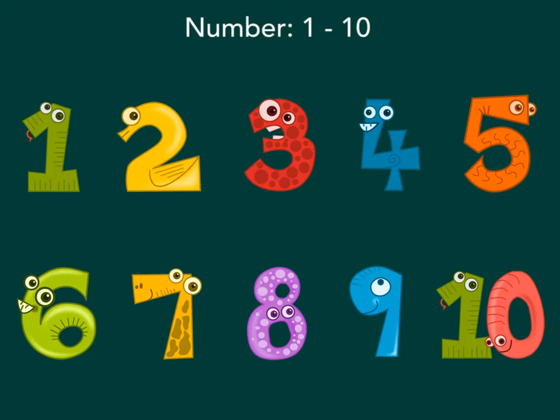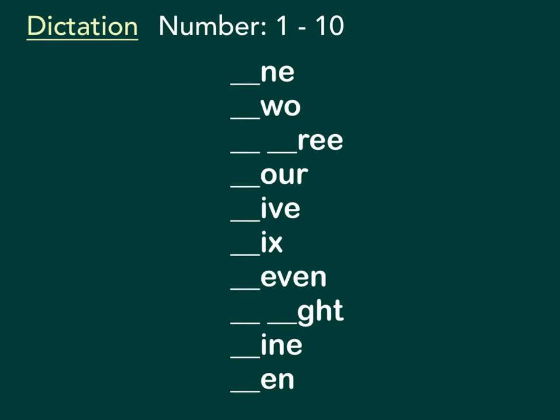1. Which number? Yes, it's 1. 5. Which number? Yes, it's 5. 9. Which number? Yes, it's 9. 6. Which number? Yes, it's 6. Out of the 8 turns, how many correct answers do you have? Could you remember some of the letters in each of the numbers?